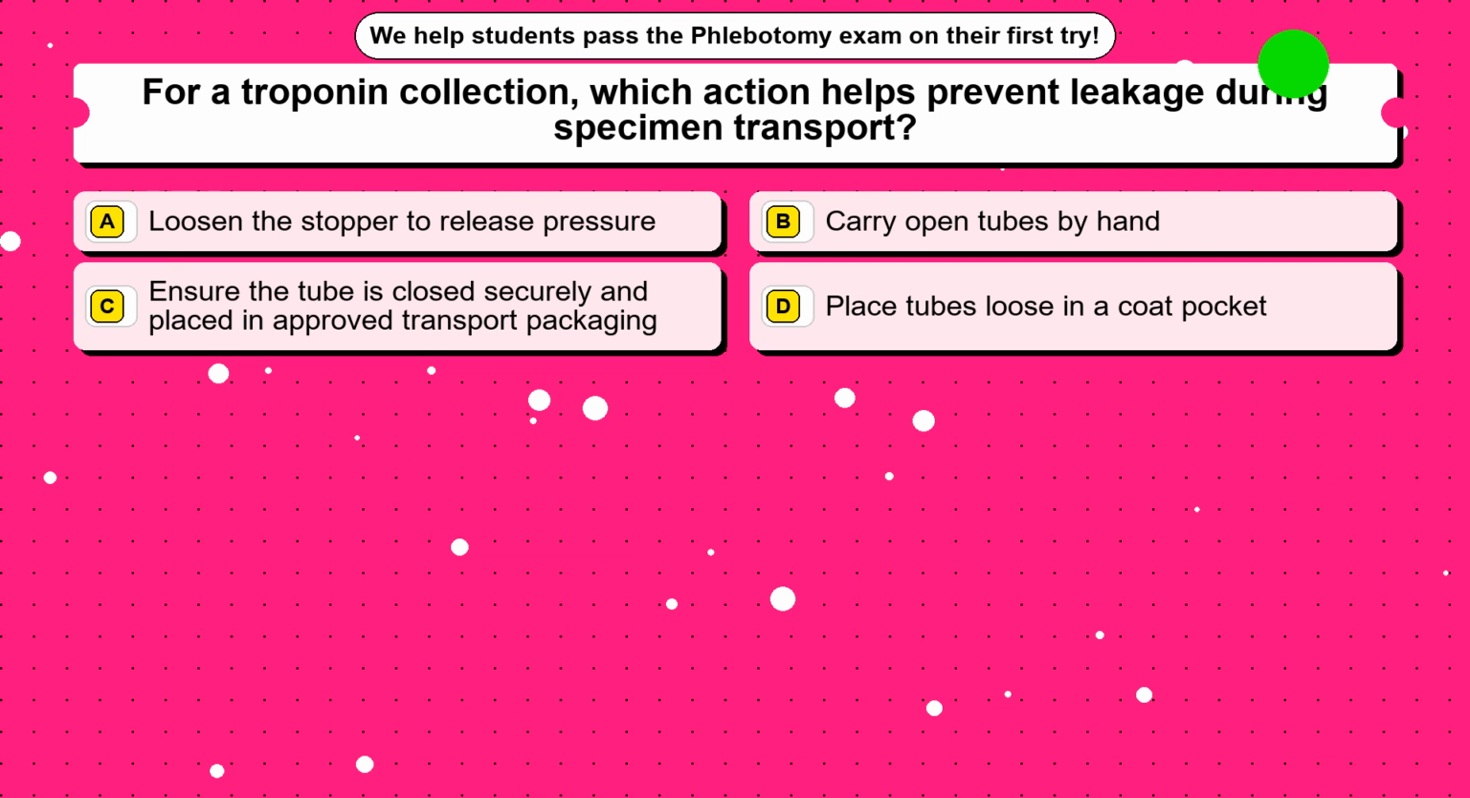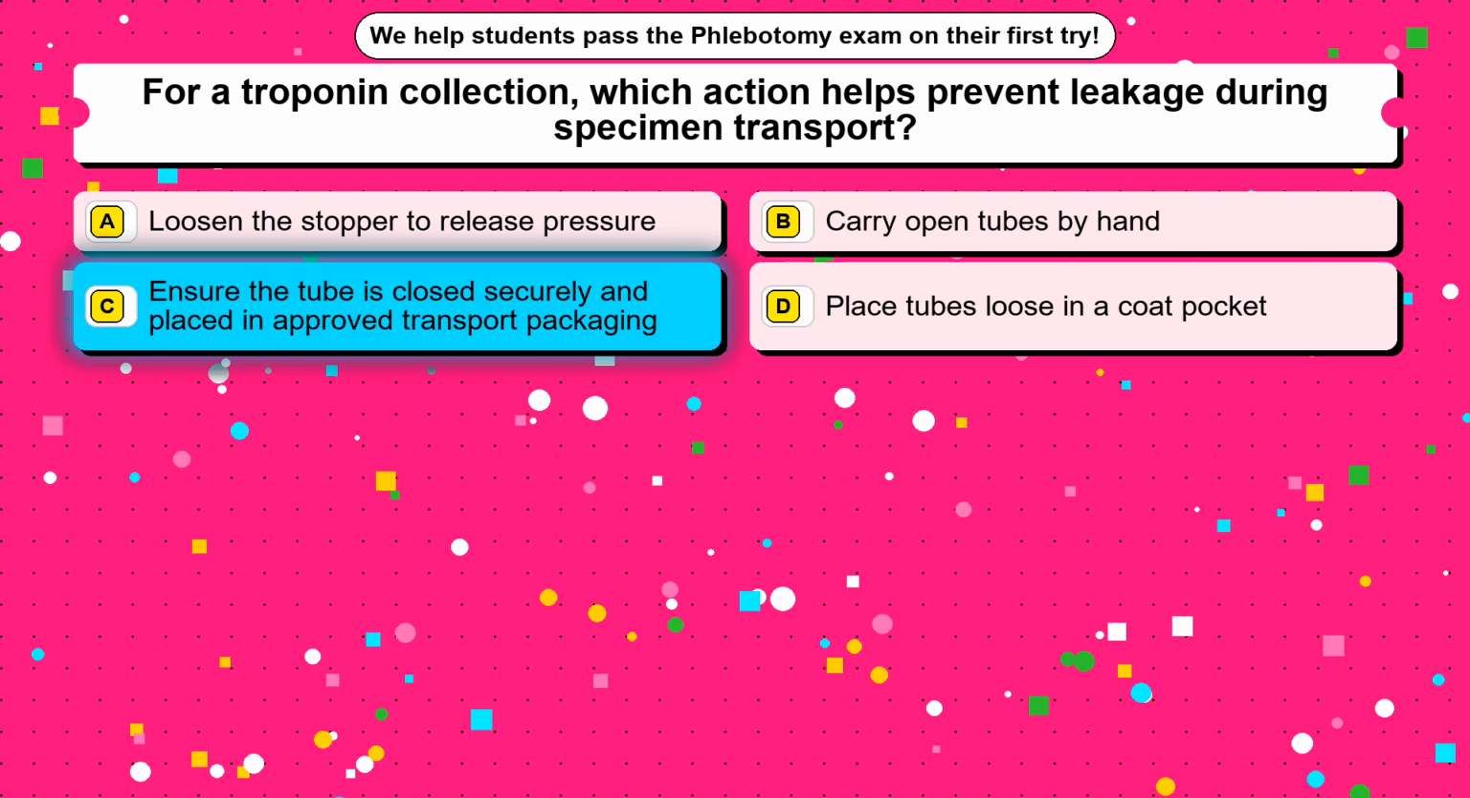Question 98. For a troponin collection, which action helps prevent leakage during specimen transport? Option A. Loosen the stopper to release pressure. Option B. Carry open tubes by hand. Option C. Ensure the tube is closed securely and placed in approved transport packaging. Option D. Place tubes loose in a coat pocket.